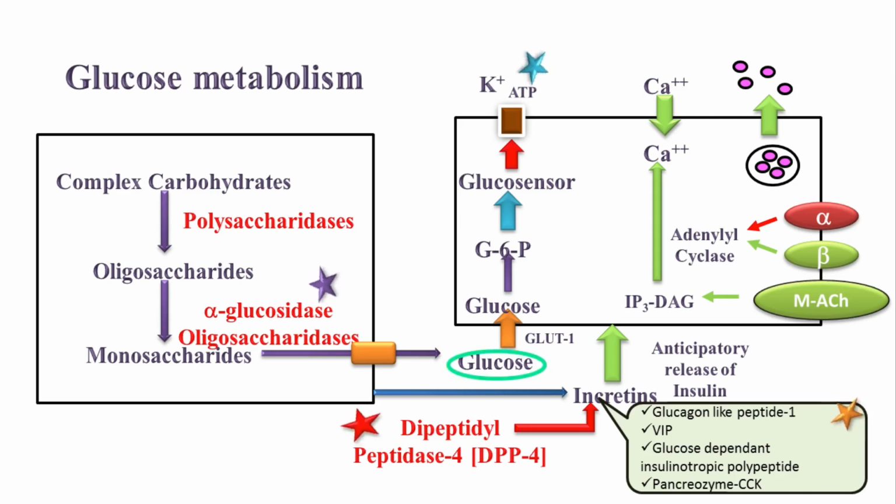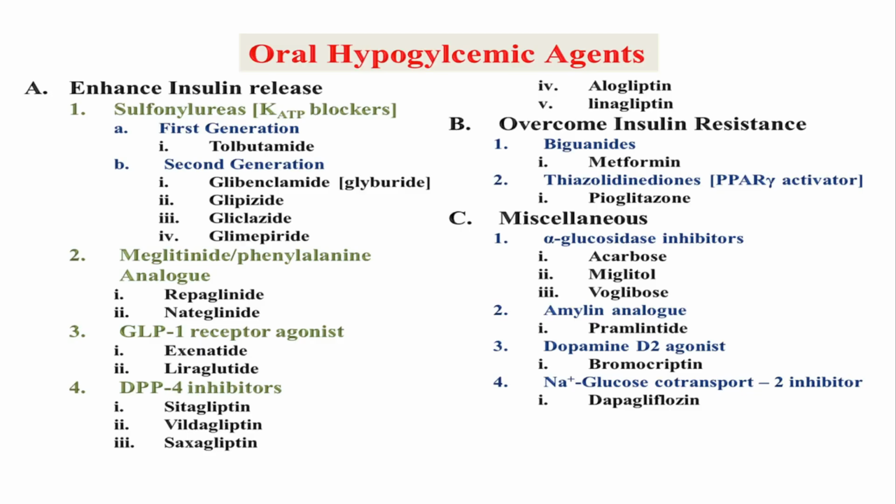Keeping this basic plan in mind, and of course we will be talking about many more mechanisms of action, let's start with oral hypoglycemic agents. Agents that enhance insulin release include sulfonylureas, meglitinides, GLP-1 receptor agonists, DPP-4 inhibitors. We have drugs to overcome insulin resistance, including biguanides and thiazolidinediones, also known as PPAR gamma activators, and some miscellaneous drugs like alpha glucosidase inhibitors, amylin analogs, dopamine D2 agonist, and sodium glucose cotransporter 2 inhibitor.